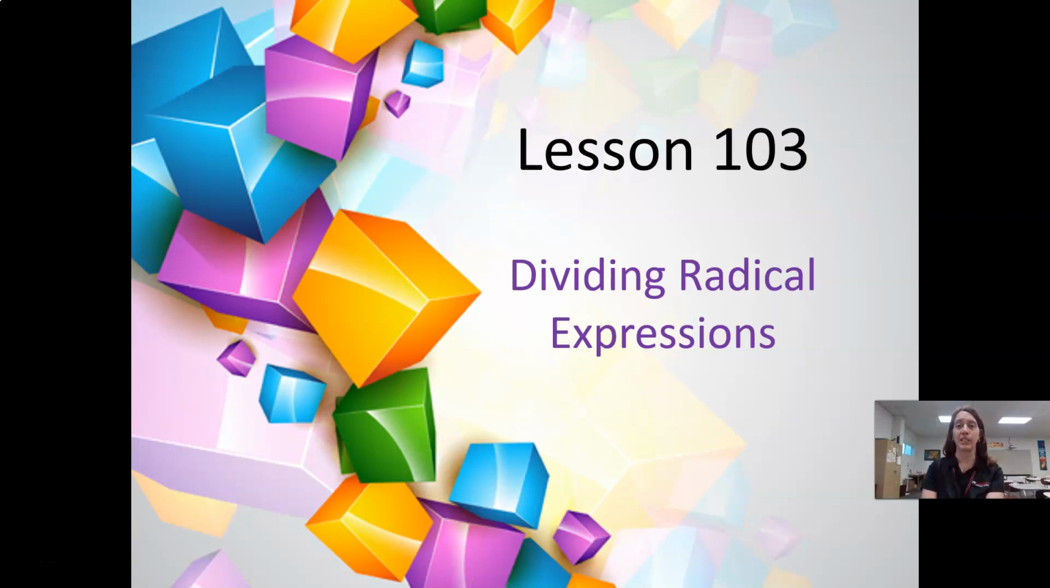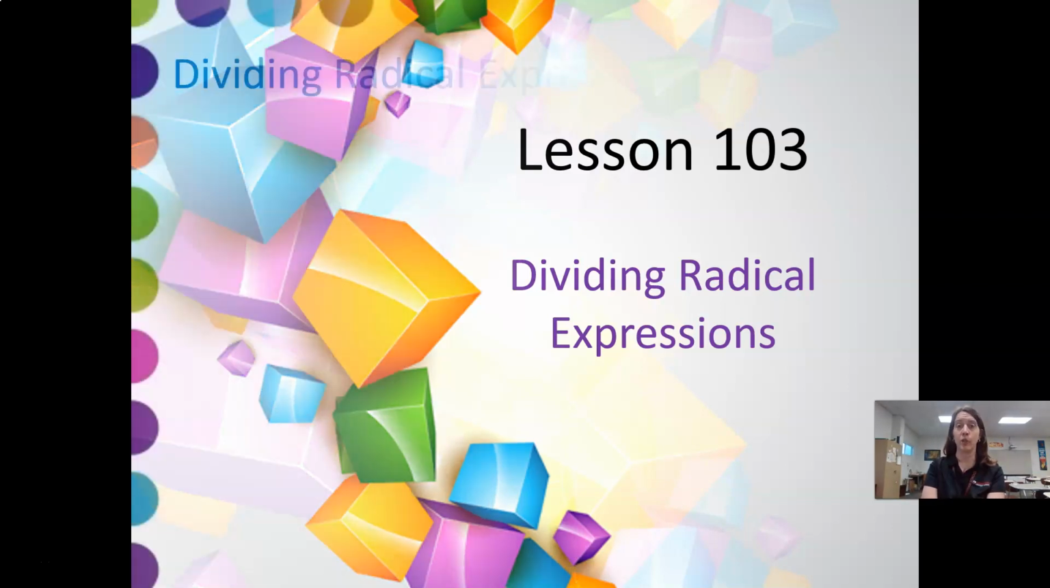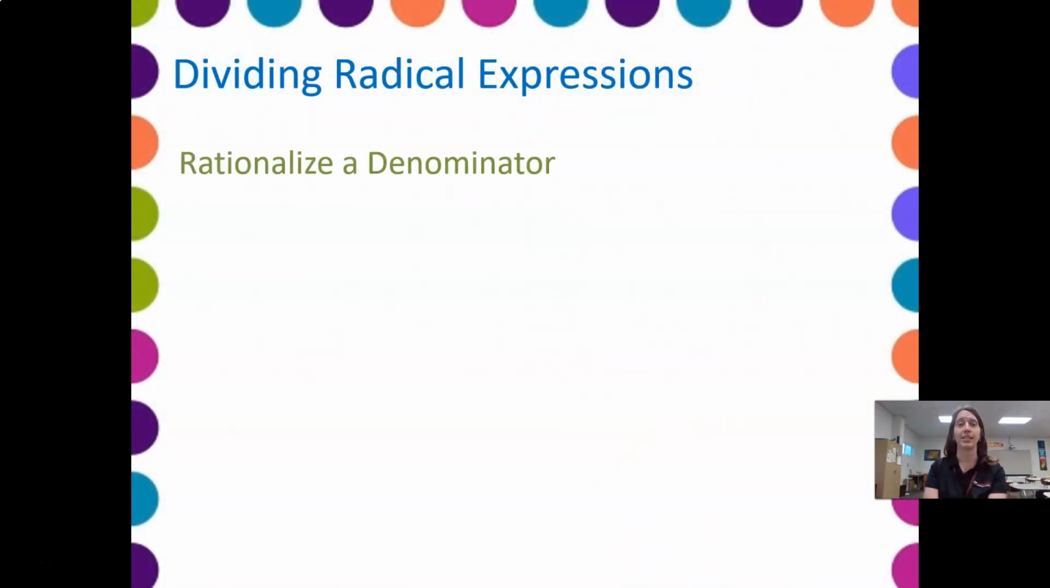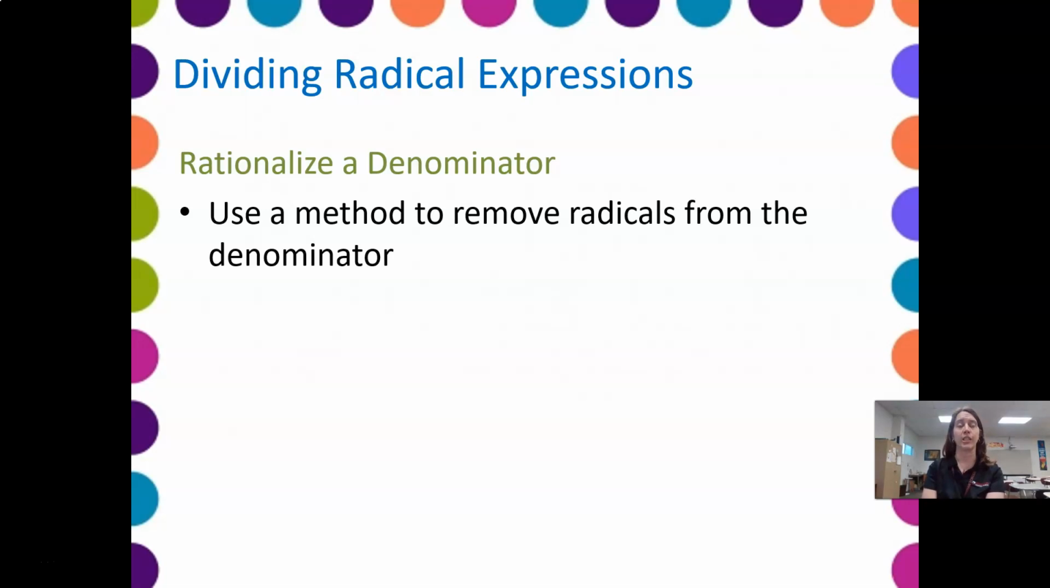Today we're going to finish up lesson 103 that we began yesterday about this process of dividing with our radical expressions. Just to review some things that we discussed during yesterday's lesson. Remember, the goal is we're trying to rationalize a denominator. What did that mean? We are trying to remove any radicals from the denominator. A question is not considered to be simplified if you have some sort of root, whether it be a square root or cube root, in the denominator.